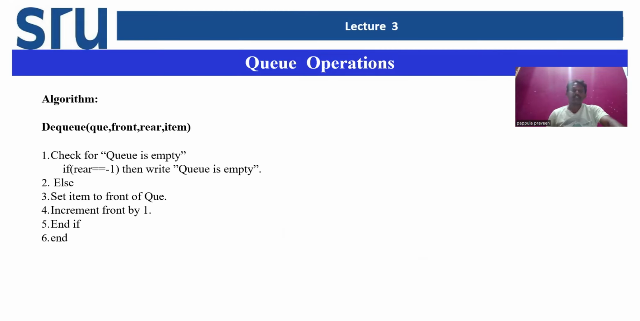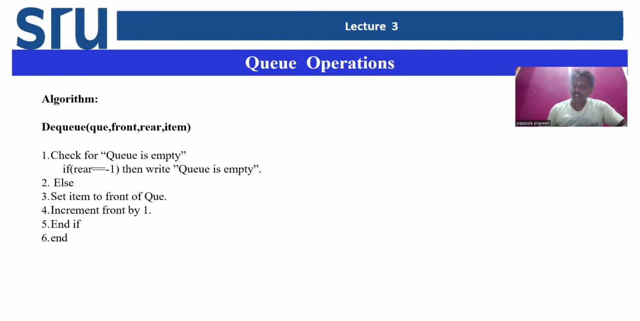And the second operation is the Dequeue operation. What is the Dequeue operation? Dequeue means deleting the element from the queue. Suppose the same condition: if rear equal to -1, what about your queue? Rear equal to -1, then the queue is empty. Otherwise we have some elements, so we want to remove those elements from the queue.